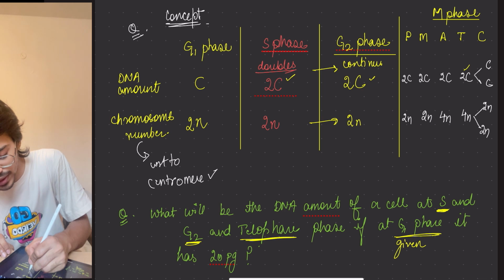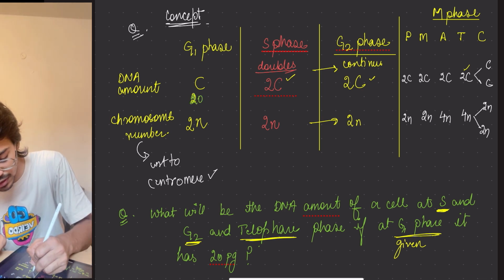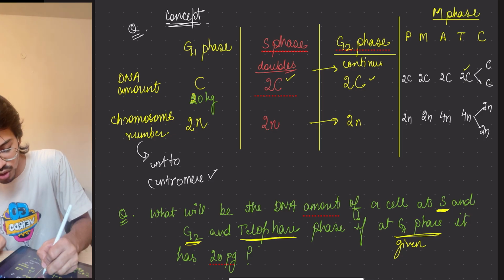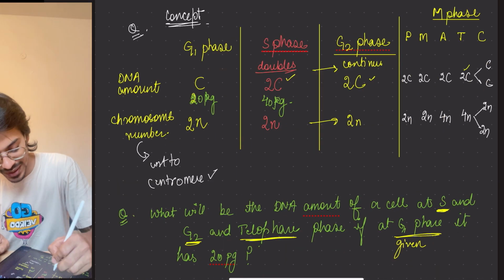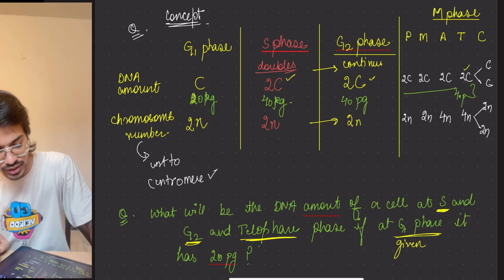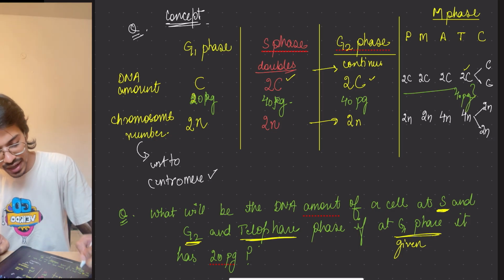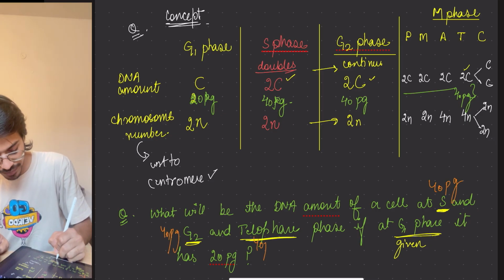So can I write 20 picogram at this stage? So they have 20 picogram. It will double to 40 picogram. Very nice. Then this also becomes 40, and till here it will be 40 picogram. So this becomes our answer: at this stage we have 40 picogram, 40 picogram, 40 picogram.